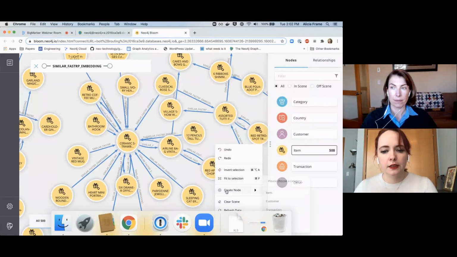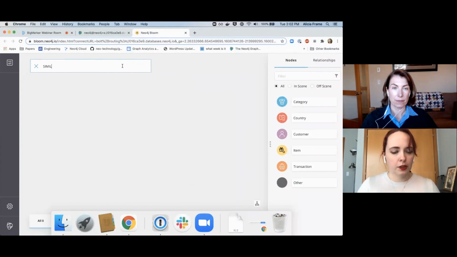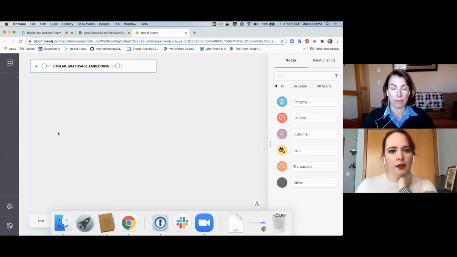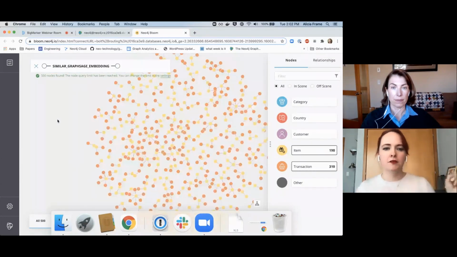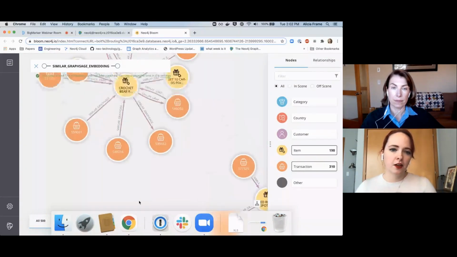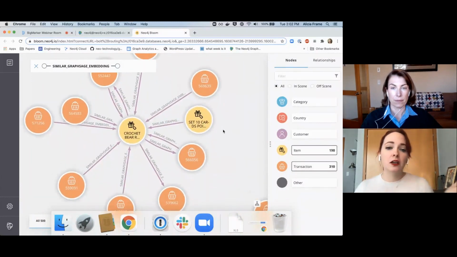So if I clear this, I can instead look at these similar GraphSAGE embeddings. And what does that look like? First things first, GraphSAGE embeddings learned similarity for both items and transactions. I can go in and I can see I've got my crochet bear. It is similar to a set of 10 cards, as well as a bunch of different transactions. So first check, okay, this makes sense. I learned both transactions that are close in the graph, probably they contained crochet bears, as well as items that were similar in the graph, probably based on their properties.